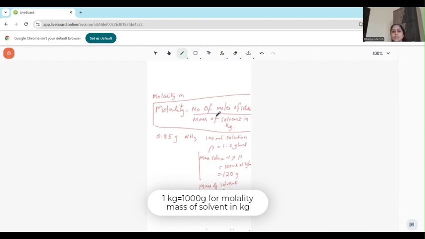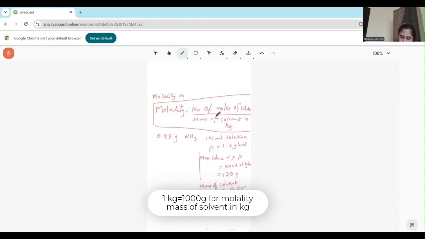So 120 minus 0.85, you can get the mass of the solvent, right? Which is equal to 119.15 grams. So now you have the mass of the solvent, and you have the mass of the solute with you.